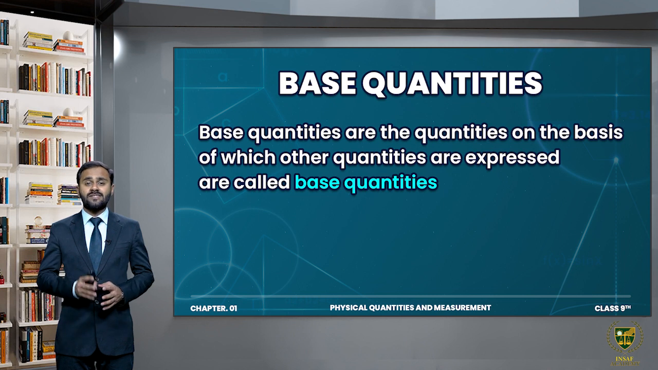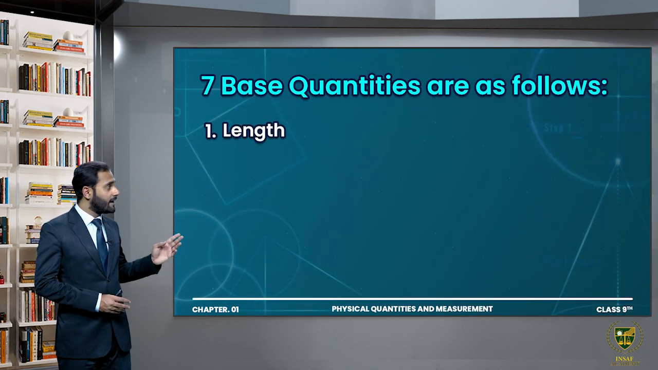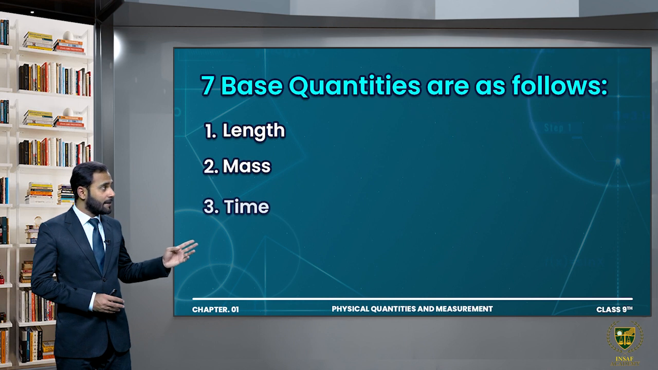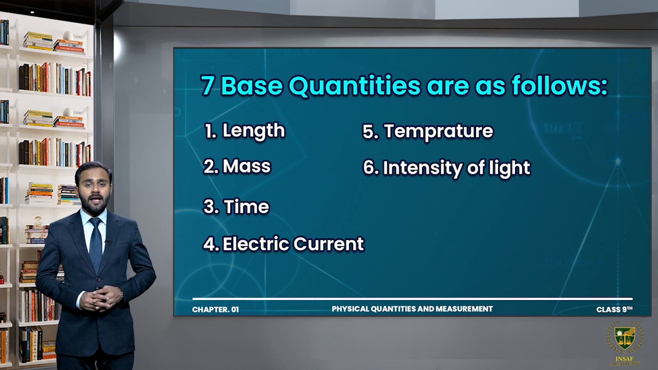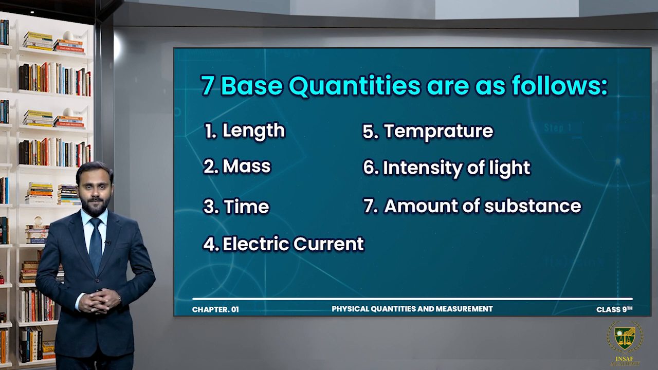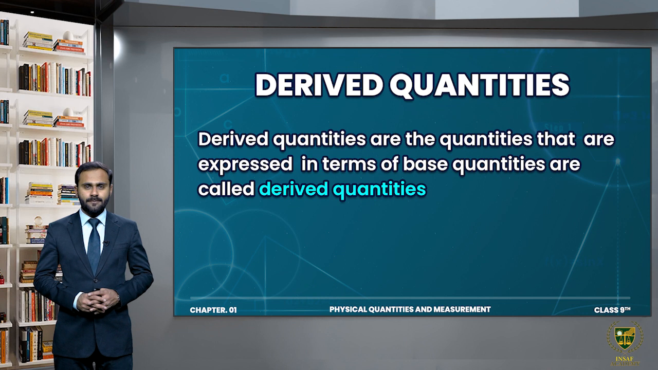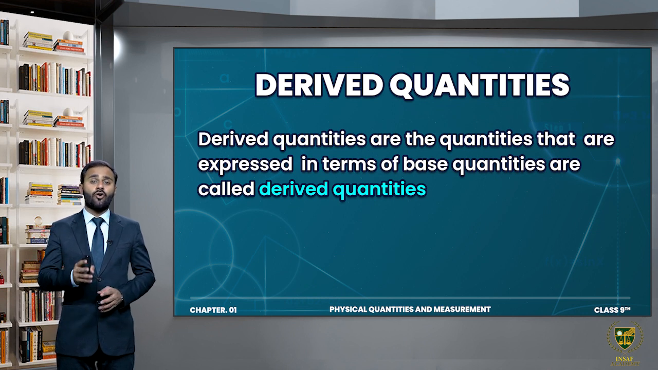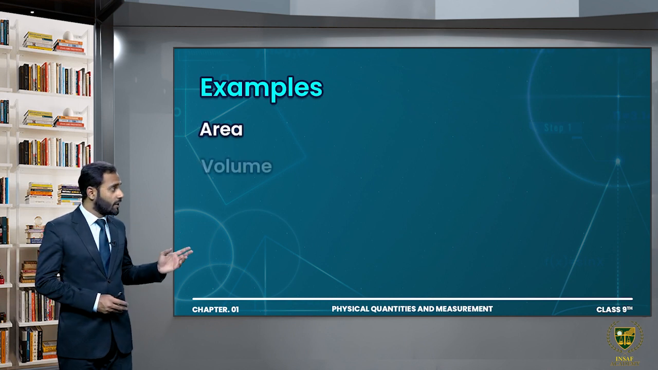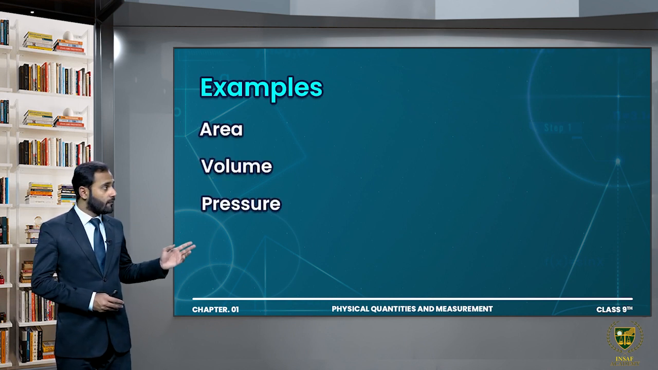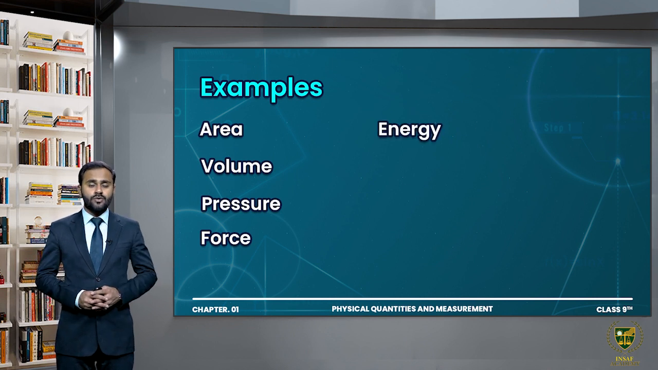And there are total 7 base quantities and they are length, mass, time, electric current, temperature, intensity of light and amount of substance. Now, what is a derived quantity? Derived quantities are the quantities which are expressed in terms of base quantities. For example, area, volume, pressure, force, energy. So, these all are derived quantities.